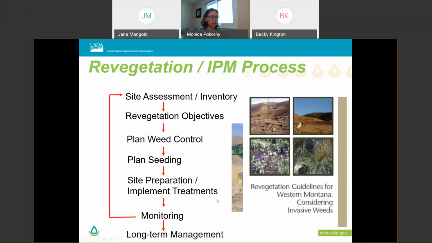I also want to mention, some of you may be familiar with the Revegetation Guidelines for Western Montana, and we're working on updating this. In this guide, there were previously 14 steps to the revegetation process. So we're hoping to really simplify this into 7 main steps. If you're familiar with the presentation or this document, as I'm going through the presentation, think about what was useful in that, or what was confusing, items that we could address and improve on as we're revising it.